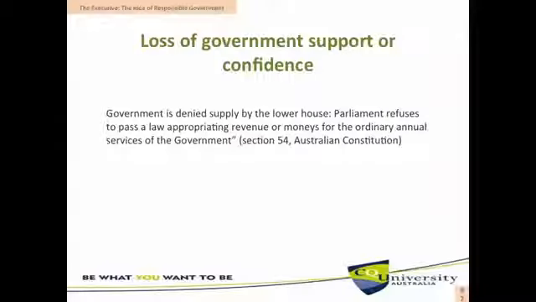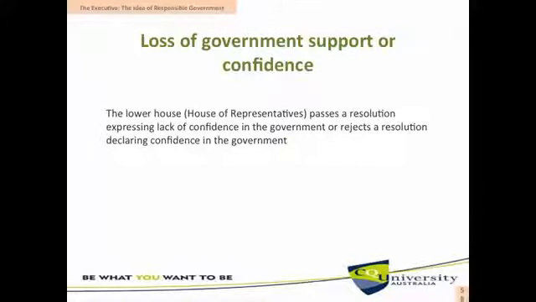In effect, there are two ways by which a government, in other words, the Prime Minister and his cabinet, can lose government support or confidence. The first is when government is denied supply by the lower house. In other words, Parliament refuses to pass a law appropriating revenue or monies for the ordinary annual services of the government. The second way is when the lower house, the House of Representatives, passes a resolution expressing lack of confidence in the government or rejects a resolution declaring confidence in the government.